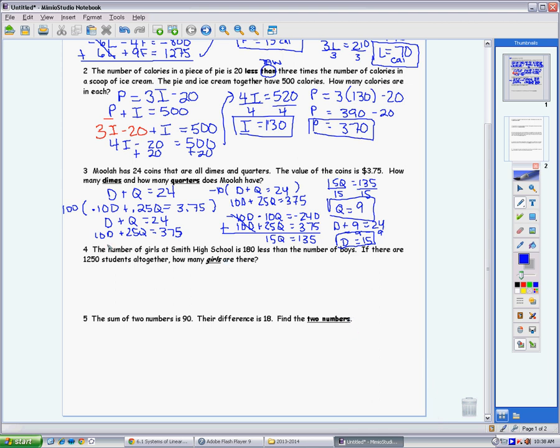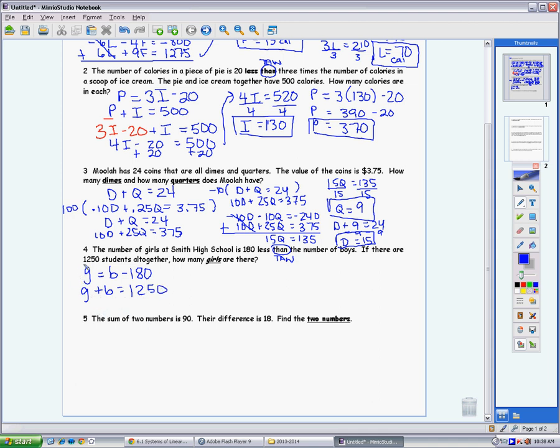Number 4, the number of girls at Smith High School is 180 less than the number of boys. If there are 1,250 students altogether, how many girls are there? Okay, well, girls. That's another turnaround word. So that means it's the number of boys minus 180. And then girls and boys together number 1,250.